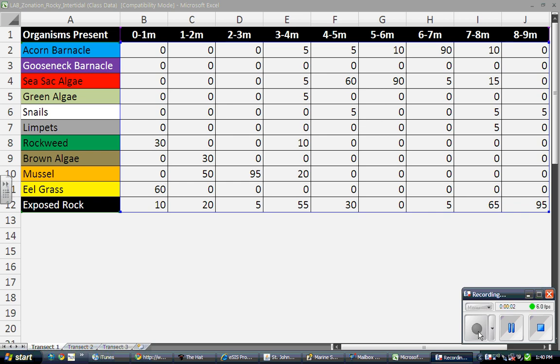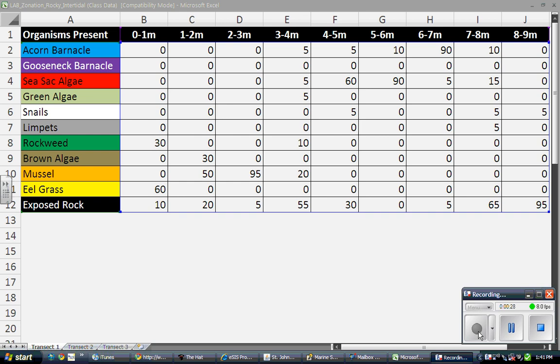Okay, this is the discussion for the zonation in the Rocky Intertidal Lab. Up on the screen that you see right now would be some example data that you can use if you're absent. So take some time now to write down these data. The one column that is not included on this data table is the color code, but I included it with a name like acorn barnacles.